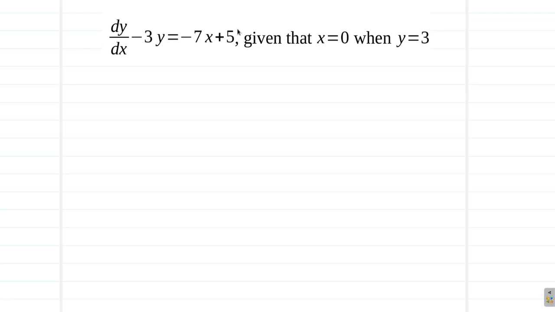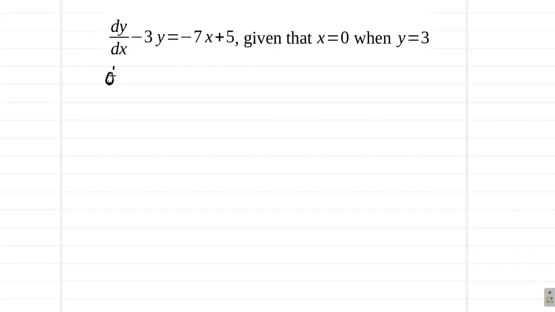We have dy by dx minus 3y is equal to negative 7x plus 5. I want you to solve that given that x is 0 when y is equal to 3. Now, as you see, it is a differential equation. It does not seem like you can solve it by direct integration nor by separating the variables. So what we'll do is use the integrating factor method.